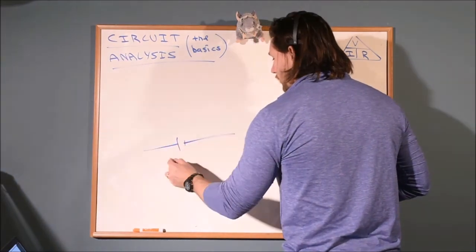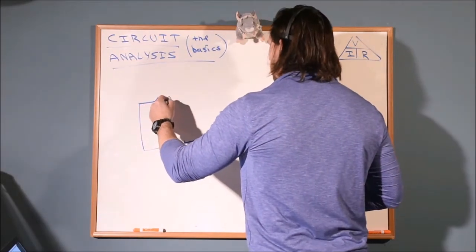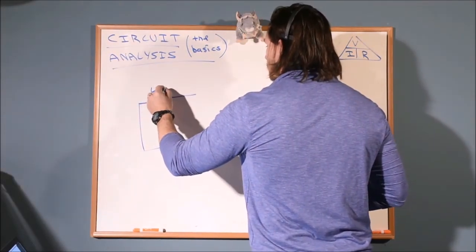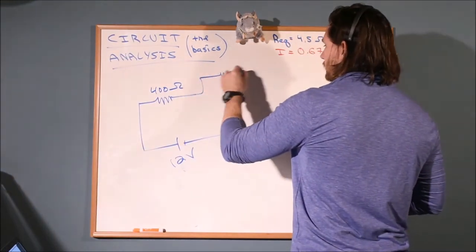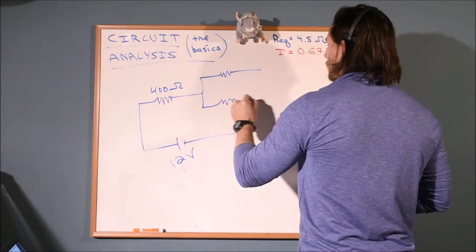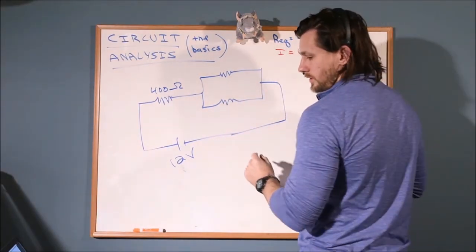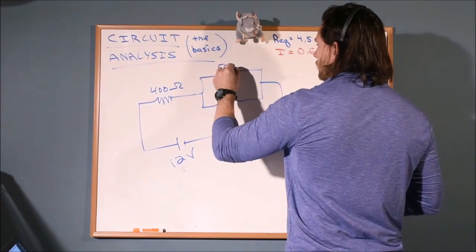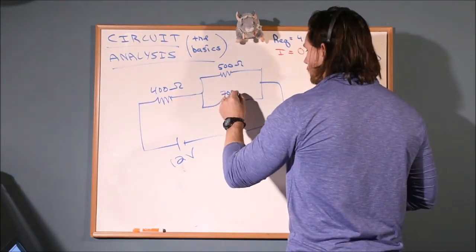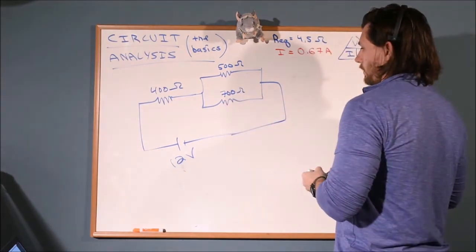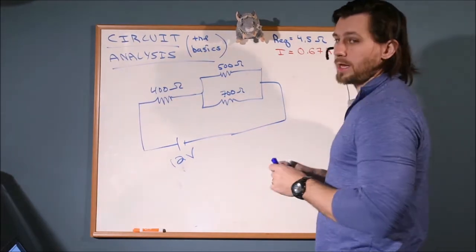So we have a 12 volt battery. We have a 400 ohm resistor, another one here, and back it goes to the battery. This is 500 ohms. This is 700 ohms. And away we go. Okay, so first thing you want to do, calculate REQ because the battery is sending current all the time.